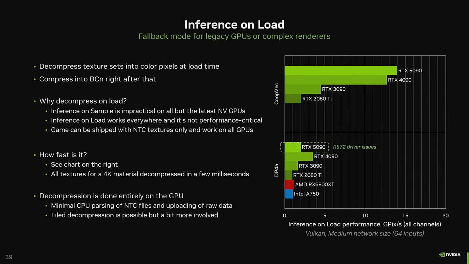Like you can use different formats for different subsets of the texture set, like BC7 for base color, for example, and BC5 for metal rough. The transcoding is actually pretty fast, and there is a chart on the right that shows the performance of NTC inference on load on various GPUs with and without cooperative vectors. And with CoopVec, it can be something like 12 gigapixels per second, meaning that you can decompress an entire 4K texture set in less than a millisecond, actually. And you can do many texture transcodes per millisecond, per second, of course.